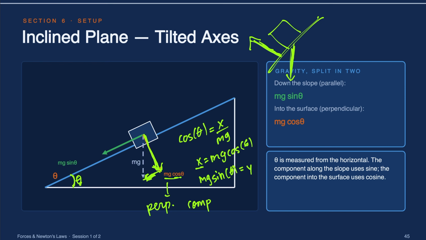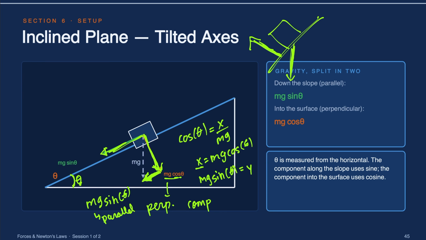And mg sine theta is going to be this component, the opposite component, and that's going to be your parallel component, because it's going to be parallel with the block's movement. If the block's movement is like this, then it's going to be parallel with that, right? So the parallel component of gravity.